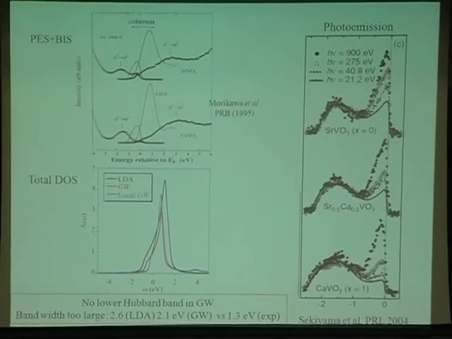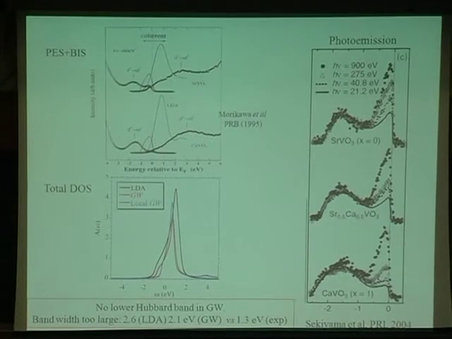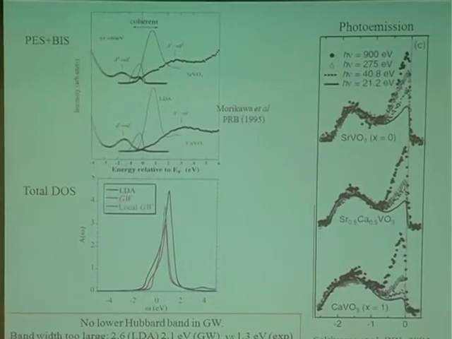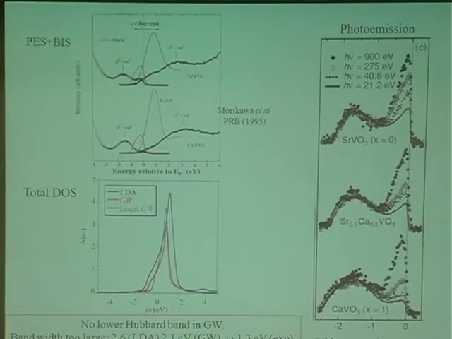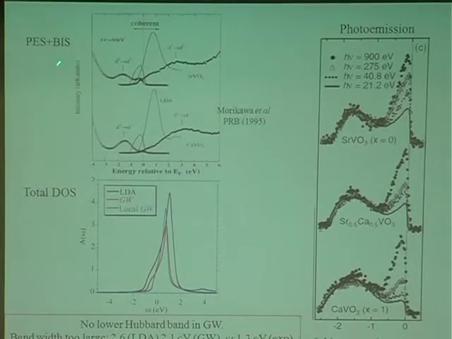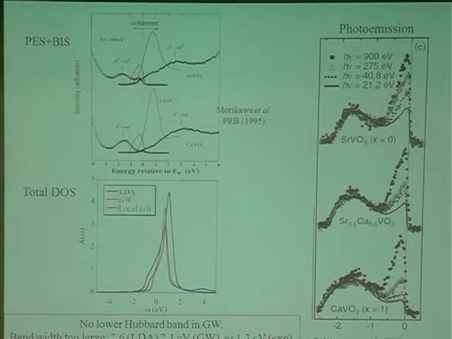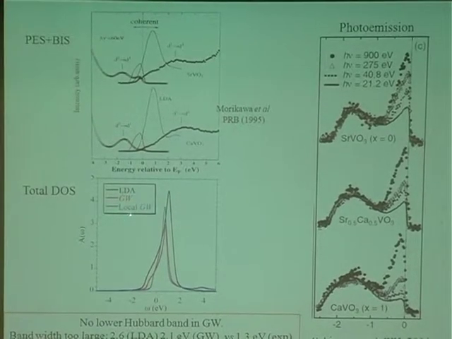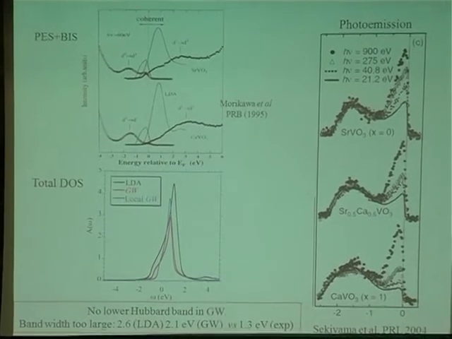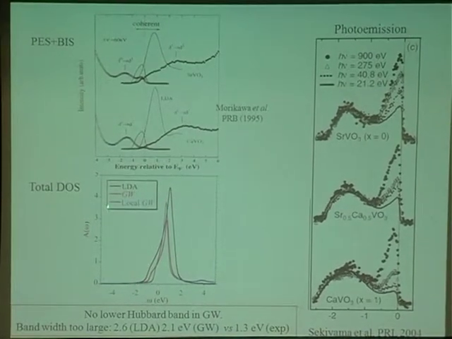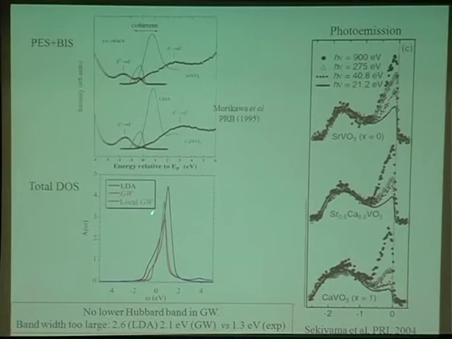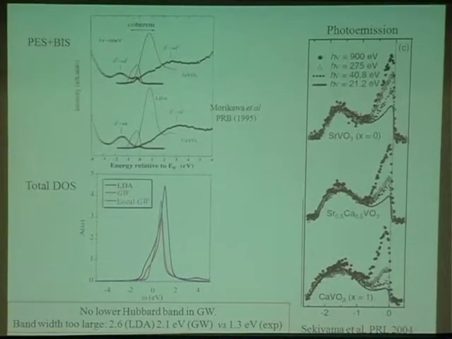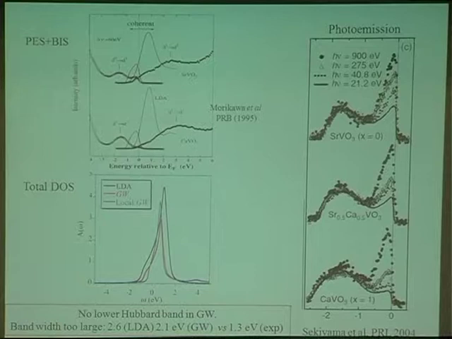So let me first give a little motivation for doing this calculation. This is a comparison between the photoemission and inverse photoemission data with theoretical calculations. The calculation here is done within the LDA and the GW. We can forget for the moment about the local GW. So we just look at the black and the red curves here for the spectra.